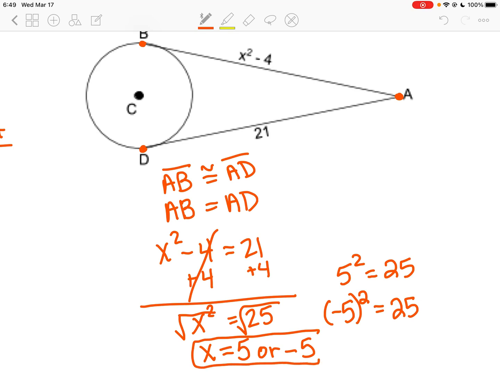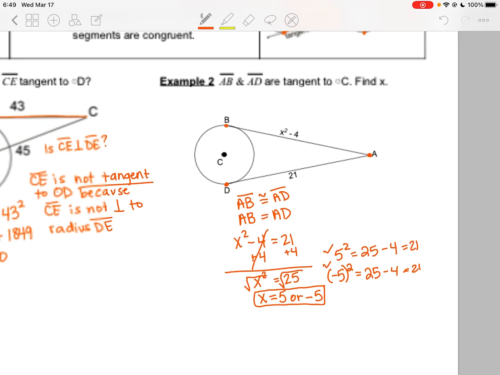Sometimes the negative version won't work if it gives you a negative side length, but in this case, both of those answers work. And I can check that by plugging them back in and making sure that it's equal. So if I plug it back in, 5 squared and negative 5 squared give me 25. And then if I subtract that 4 from both of them, I get 21. So both of these numbers work in this situation.